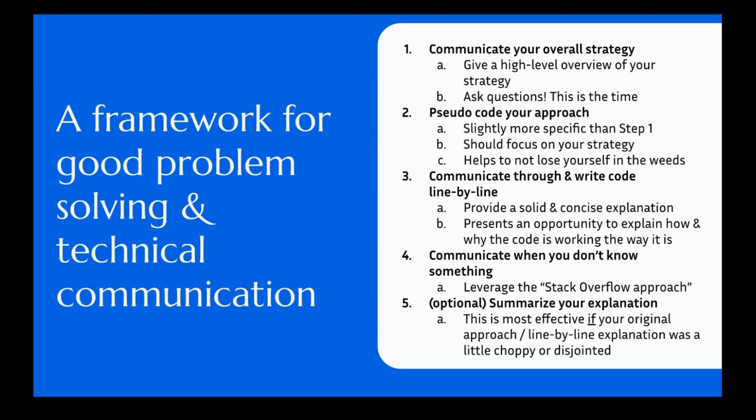Now, finally, this last step, number 5, is optional. This is when you want to summarize your approach and explanation as a whole. So once your code is fully written and it's working, perhaps you've written some great test cases to prove that your solution does work, you can basically opt to recap and give a final summation.